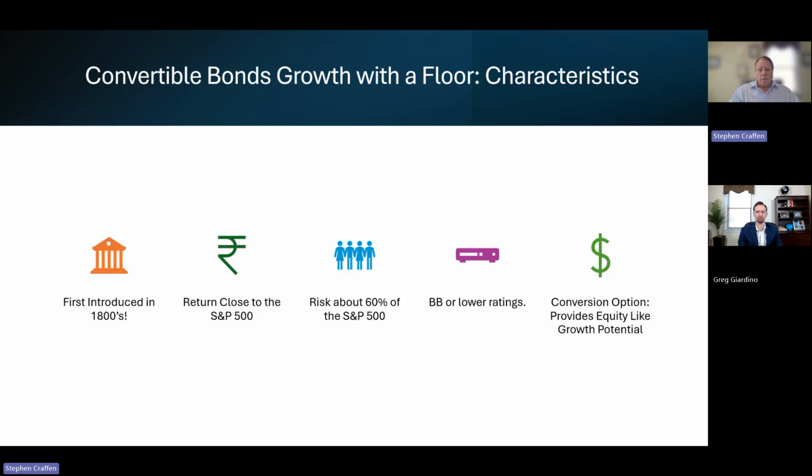So the next one is I'm going to jump into convertible bonds. Now you may or may not have heard of convertible bonds, and they're a very interesting instrument. They've been around for years, since the 1800s, and it's interesting that most advisors do not use them. I've never understood why.